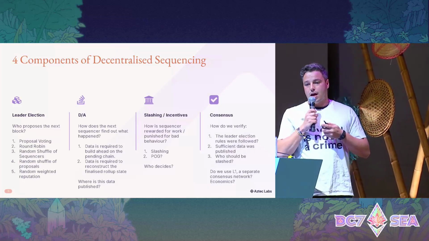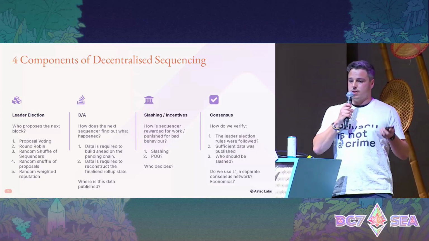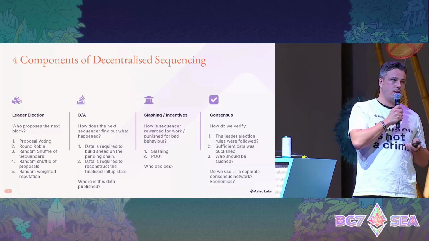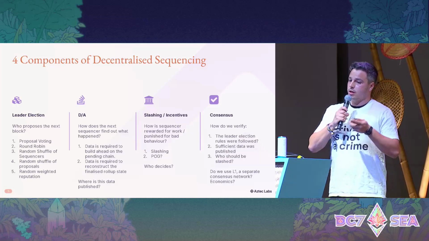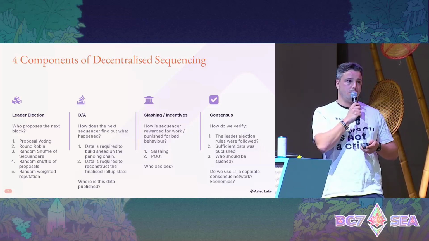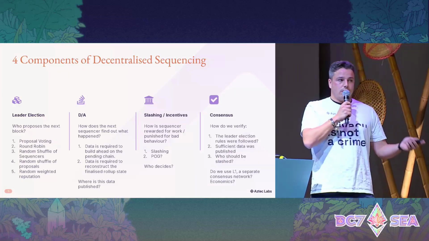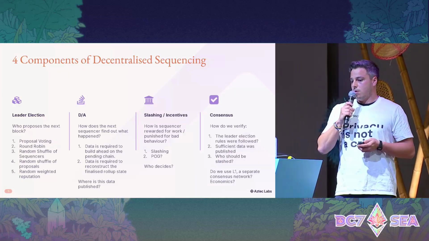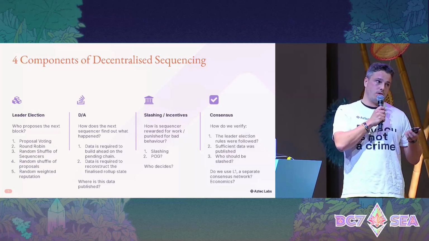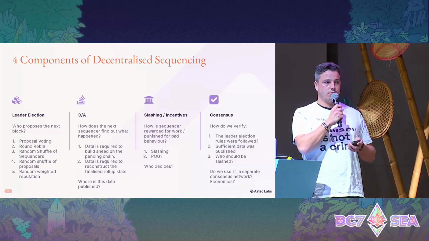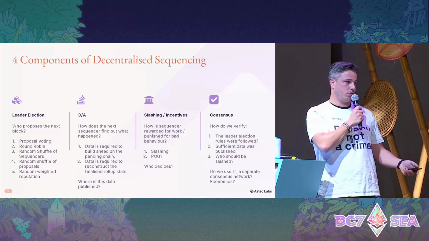How do we verify that the correct leader was elected from a decentralized set? How do we verify that they published enough data for the next sequencer to publish a block? How do we verify where slashing occurs? If we do that on L1, a separate consensus network, or use economics, they all have different assumptions around where we inherit our security and liveness from.